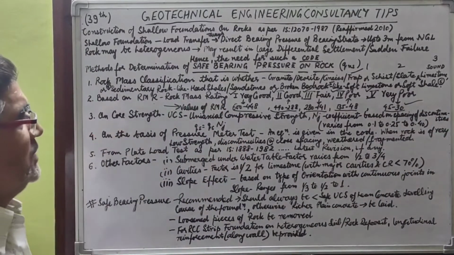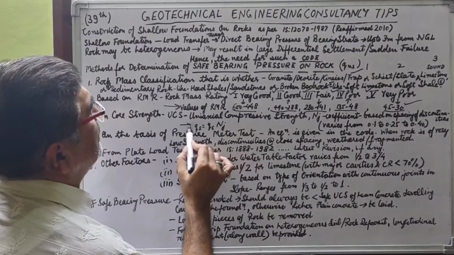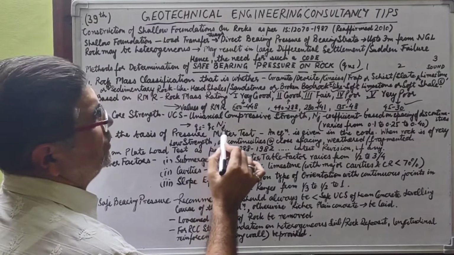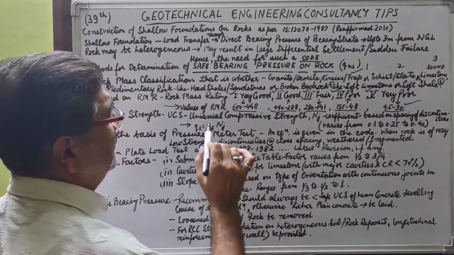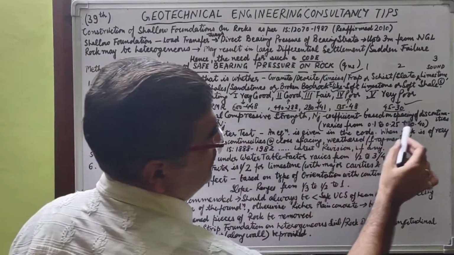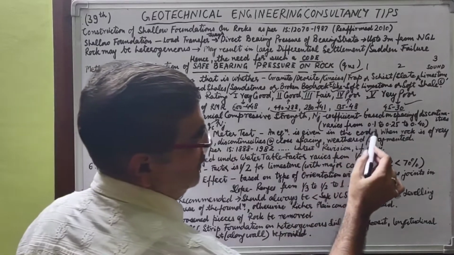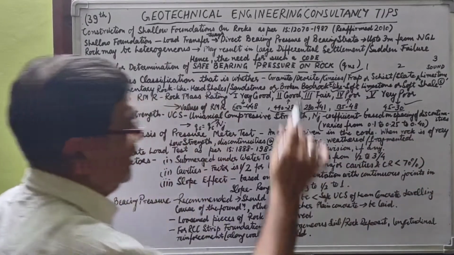Now, based on core strength, that is the uniaxial compressive strength, which uses the equation qs equals qc times nj, where qc is the uniaxial compressive strength and nj is the coefficient based on spacing of discontinuities, which value varies from 0.1 to 0.25 to 0.40 as per this code.